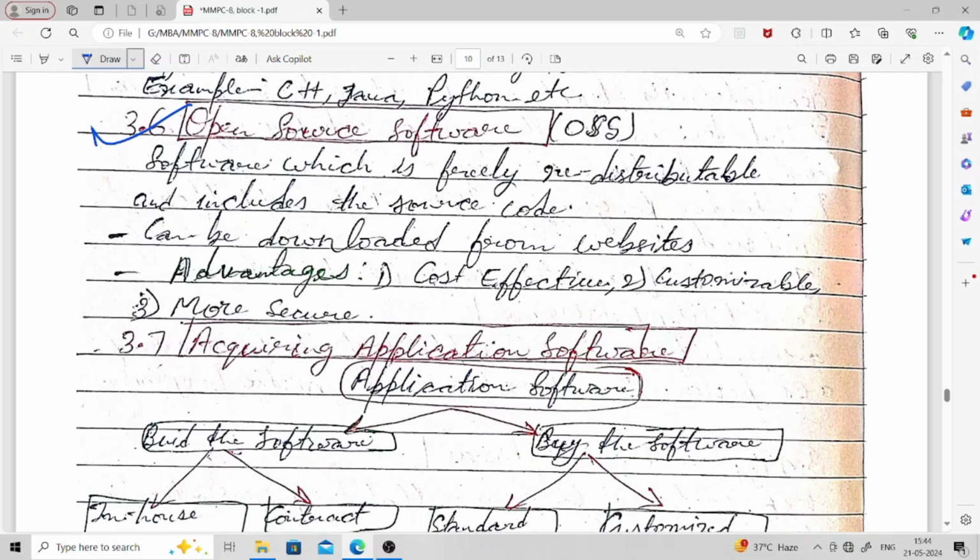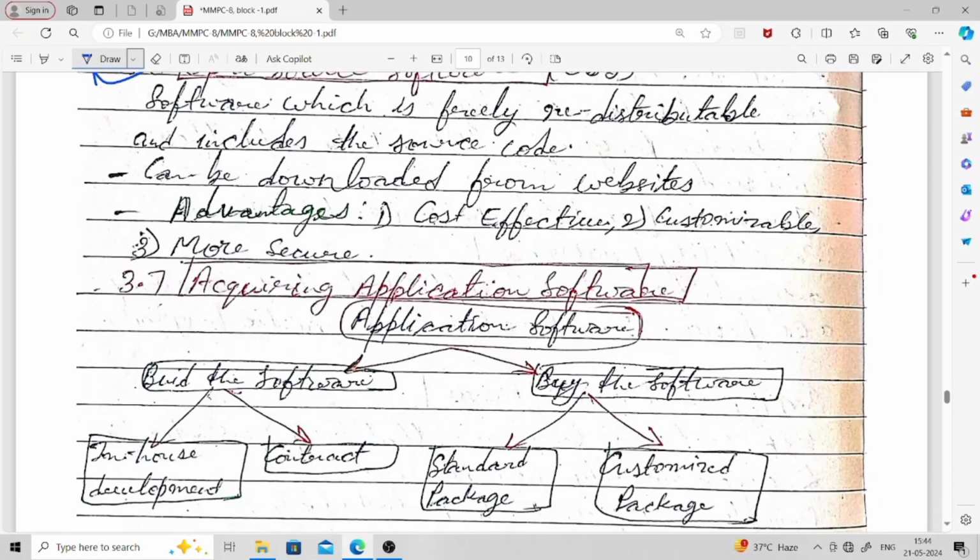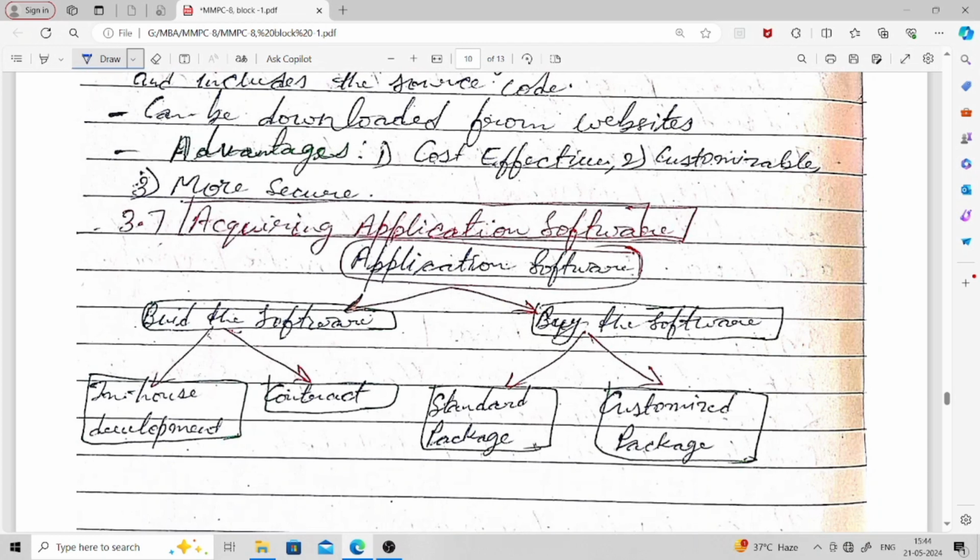The advantage is that it is cost effective and customizable. Customizable means since you have the source code, you can make changes to the source code and then get something new. This is also more secure because since you can change the source code, you have a different source code compared to others.